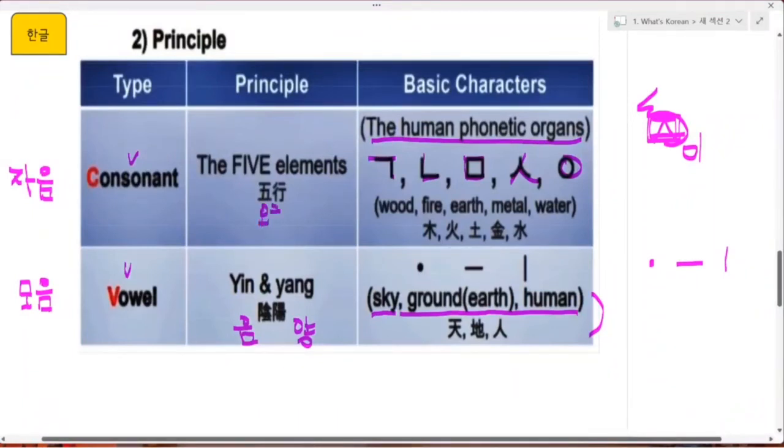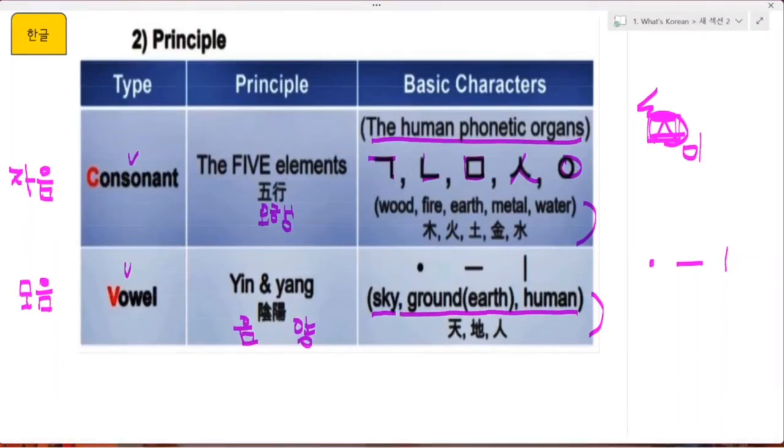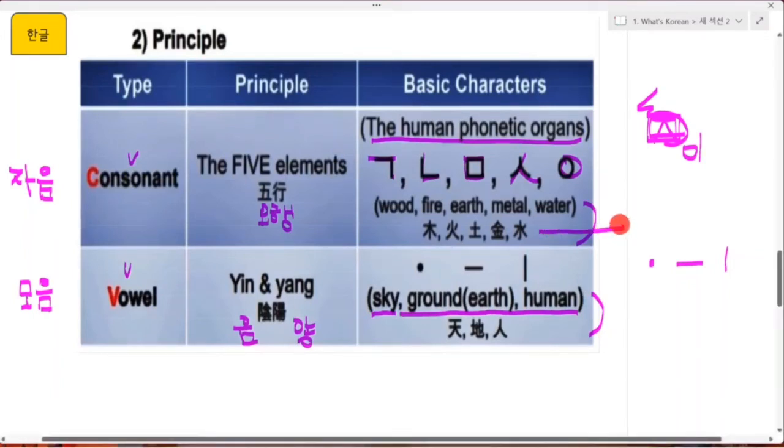오행. The 5 elements refer to the creation and extinction of all things made up of 인. These are Chinese characters.